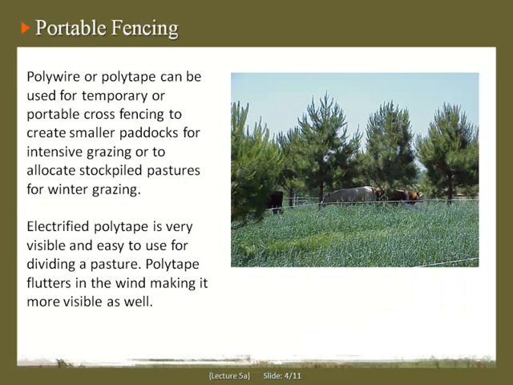Polywire or polytape is another fencing type that can be used for temporary or portable cross fencing to create smaller paddocks for intensive grazing or to allocate stockpiled pastures for winter grazing. Electrified polytape is very visible and easy to use for dividing a pasture. Polytape actually flutters in the wind, making it more visible and serving as a deterrent to livestock as well.